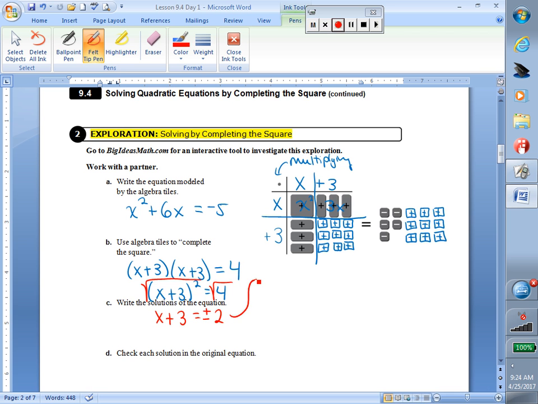So now in order to solve, here's where some of us got stuck. We weren't sure what to do with the plus minus. That means x plus 3 could equal positive 2, or x plus 3 could equal negative 2. Notice they're both x plus 3. I do not change the addition sign. Subtract 3 from both sides. We get x equals negative 1.